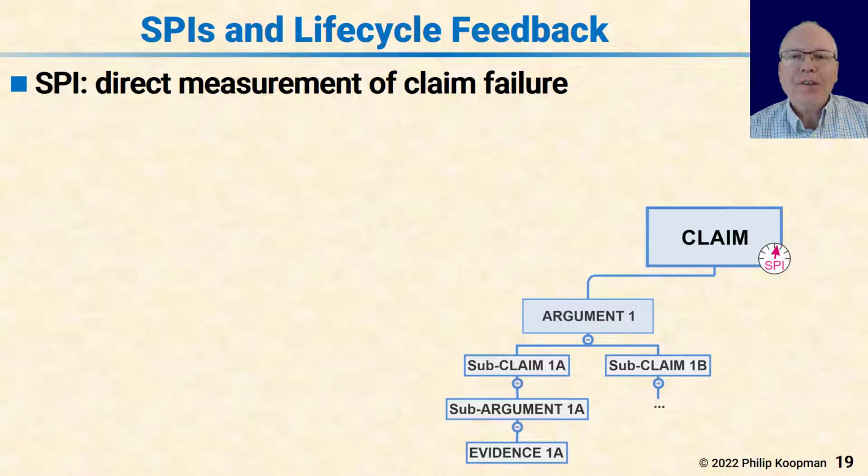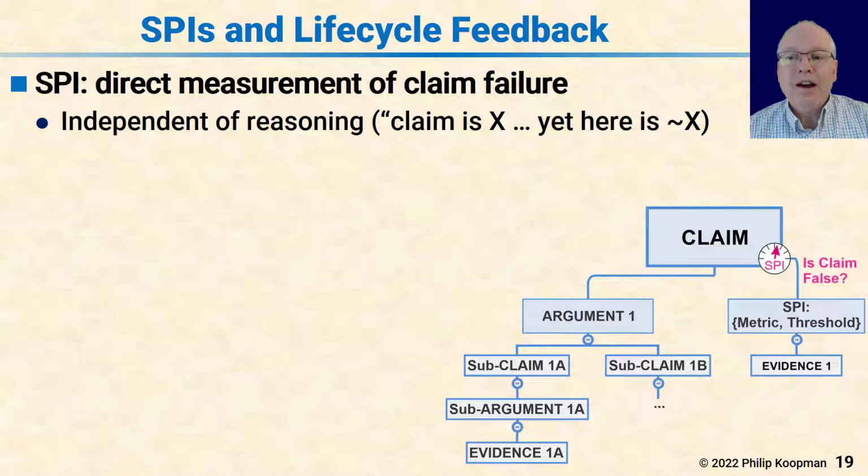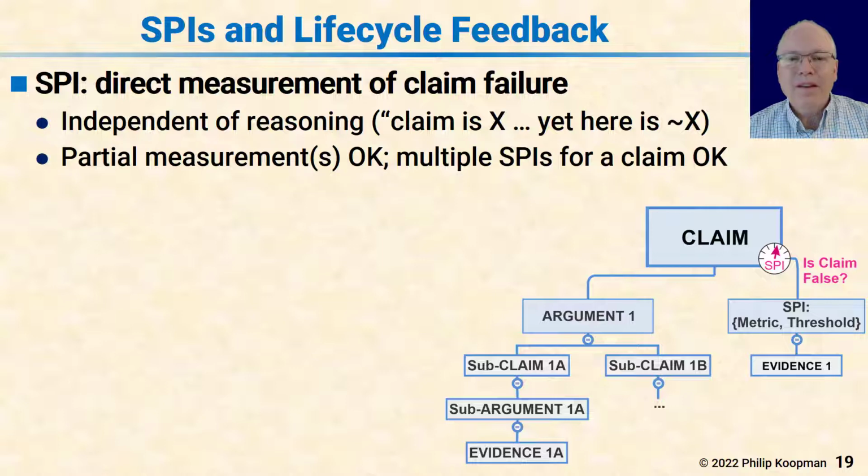Now let's talk about how SPIs work with lifecycle feedback. The SPI is a direct measurement of a claim failure. So you have some sort of claim, and you have some reasoning saying, well, I believe that claim X is always true. And the SPI's job is to say, well, you believed it was always true, but guess what? It's false now. There you are. Deal with it. So the SPI takes its own measurements and measures whether or not the claim is false in practice, as opposed to the nice theoretical world of the argument you presented.